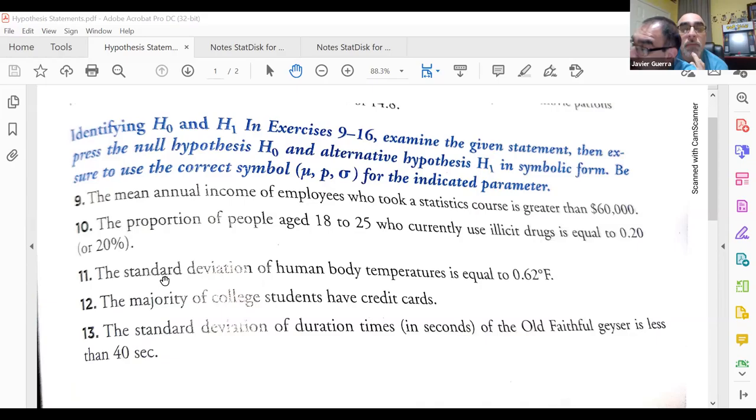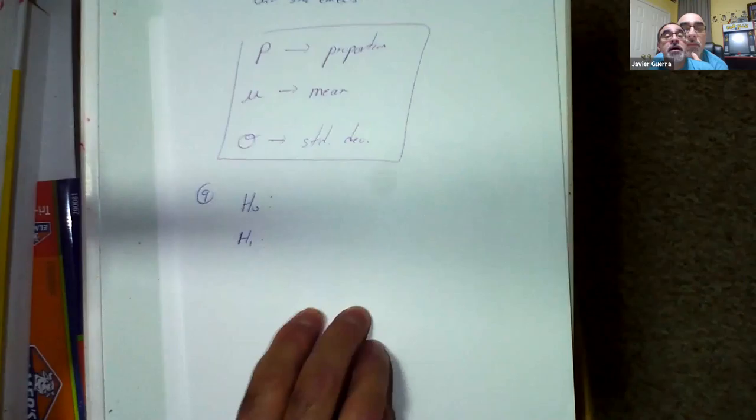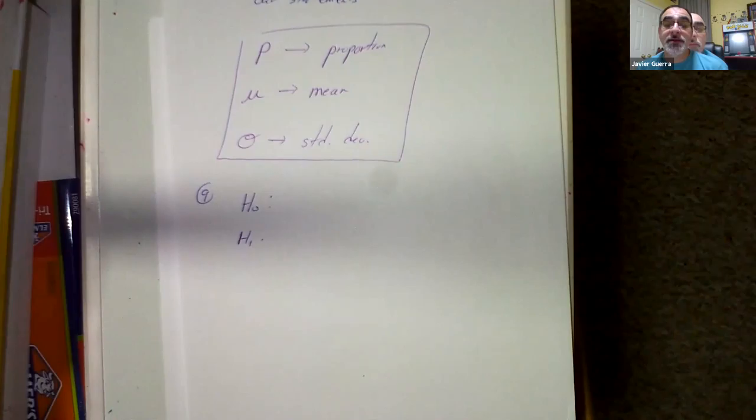All right, so let's look at number nine. Our goal for number nine, our goal for all of them, is to create our H0 and our H1 statements. We're going to find our two hypothesis statements based off of that one sentence. We're going to need that sheet of notes. You're going to need this.